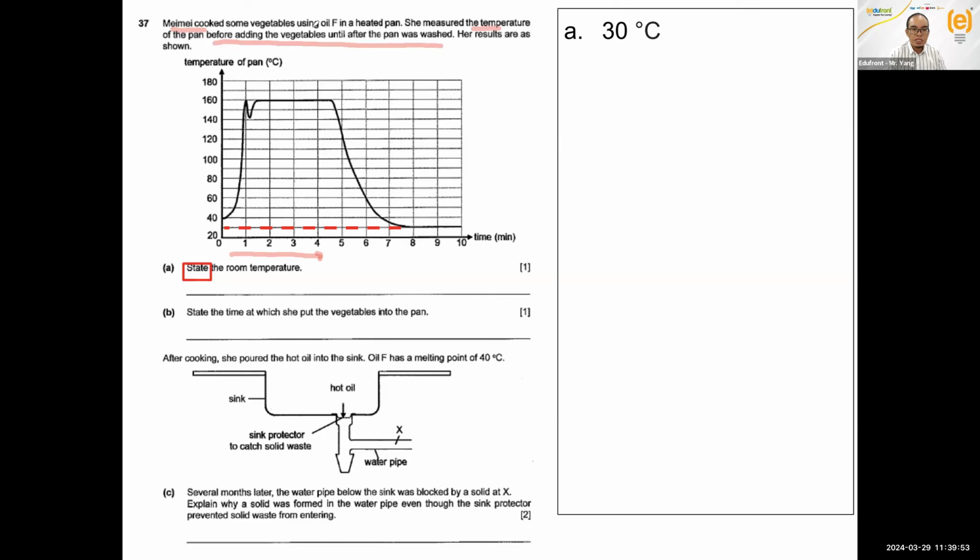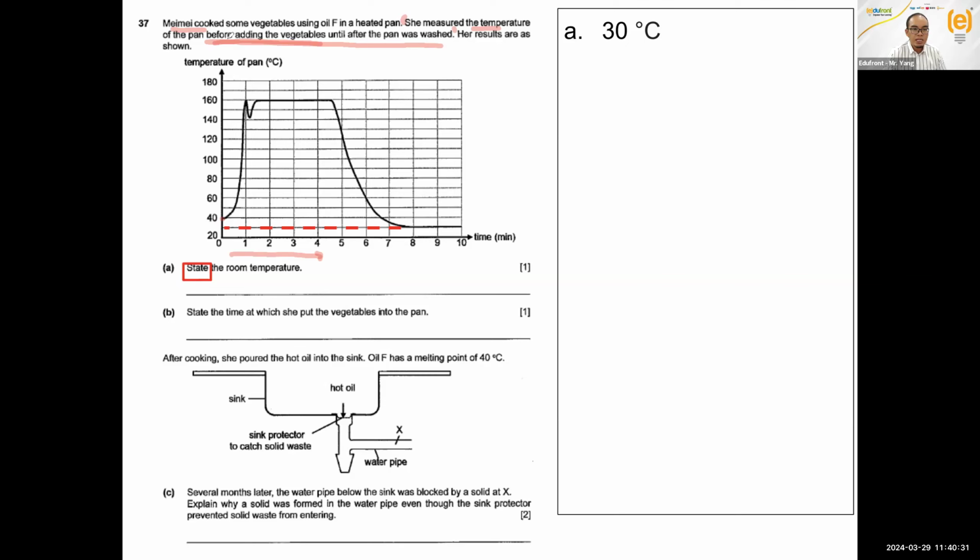Mei cooked some vegetables using oil F on a heated pan. She measured the temperature of the pan before heating the vegetables. That means she started to measure the temperature of the pan before adding the vegetable. They did not say from the room temperature. So this is where she started the measuring process. At that point of time, the temperature of the pan is already 40 degrees Celsius. You need to read the question very carefully here, very tricky. That's why some of you put 40 as the answer, right? But it's not. This is where she started measuring.